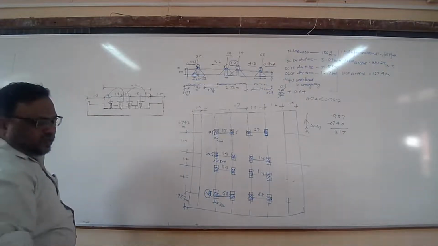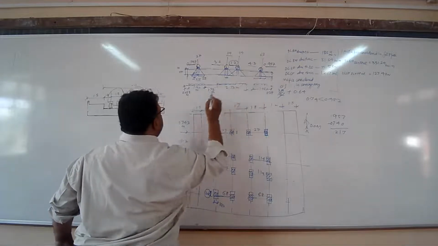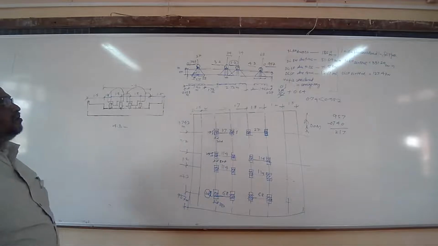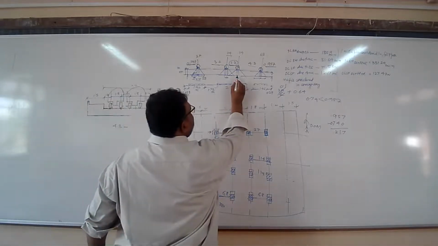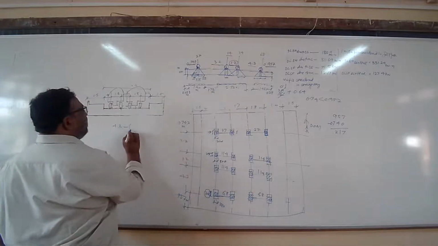What is that distance which is not subjected to any load? How will you determine this? From here to here, center to center is 4.3, minus. Subtract this from the center. How much will that be?